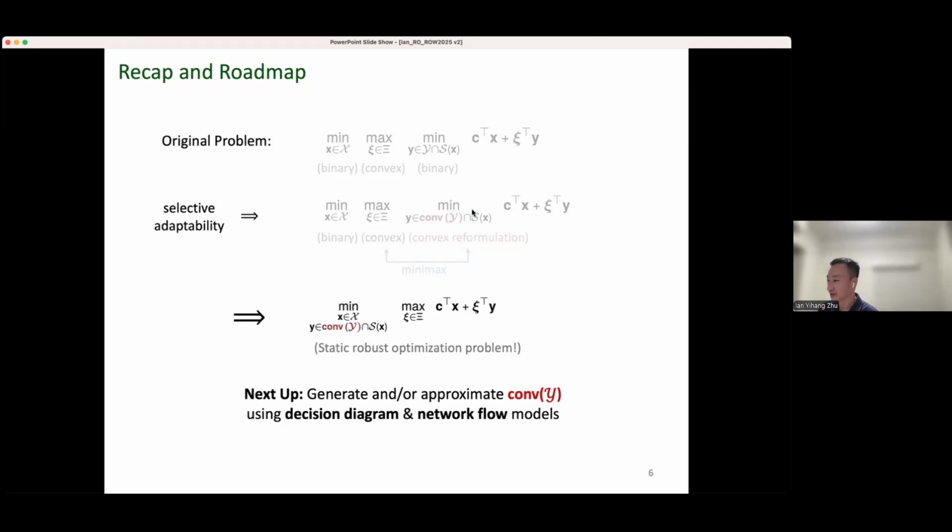Okay, good. Because in the next couple of slides, I'm really going to be focusing on how we get here, how we get the convex hull of capital Y.